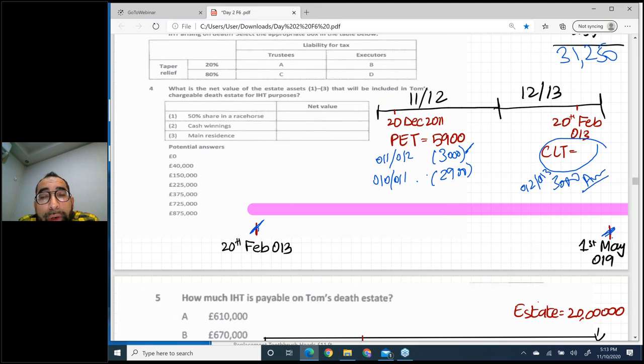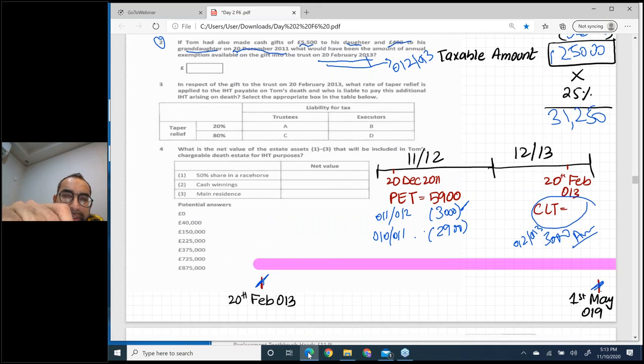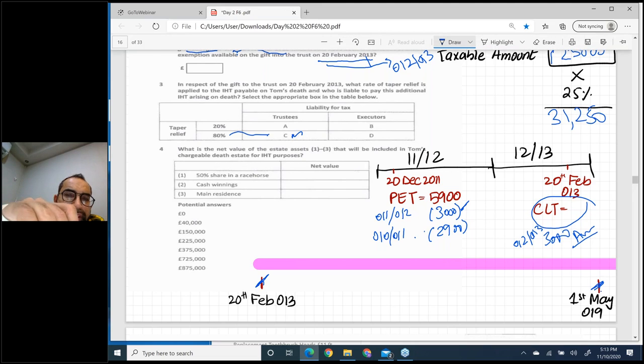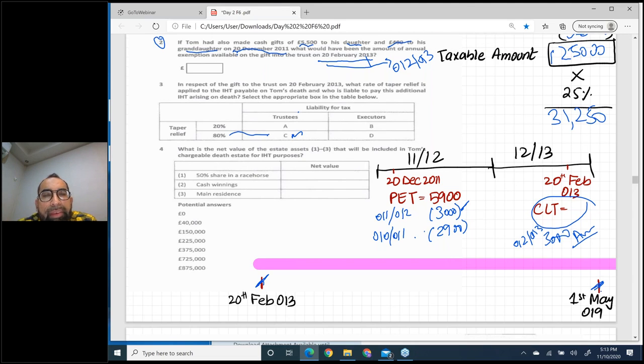And I hope you remember these rules of payments. Who is responsible to pay additional IHT on CLT? That is the trustees. Trustees normally pay. So taper relief rate is 80% and trustees. This is the right matrix: the row is 80% and the column is trustees. So who is responsible for paying additional IHT on CLT? The trustees. So for question number 3, your answer is C.